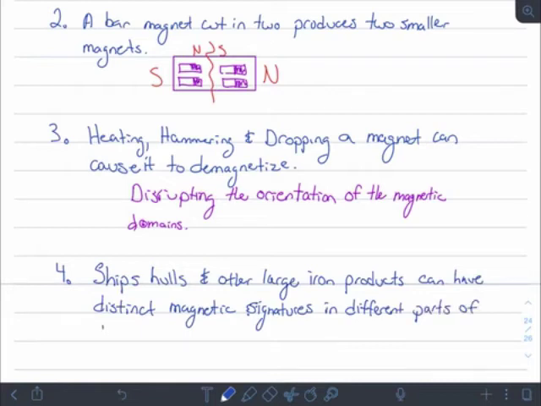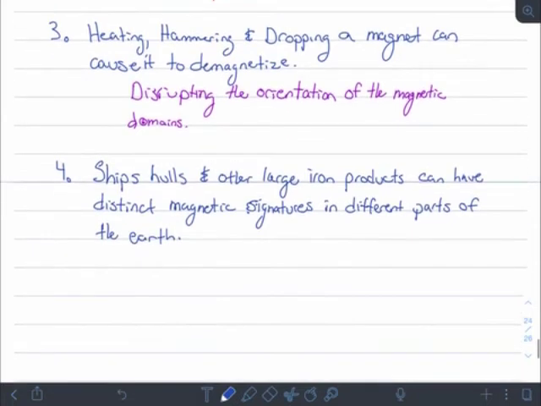So you can actually tell or figure out where a ship was built on Earth based on its magnetic signature. So the ship's hull, made of iron, you can identify where it was made based on the orientation of its magnetism. Why might that be? Because the Earth's own magnetic field has an influence over the metal.